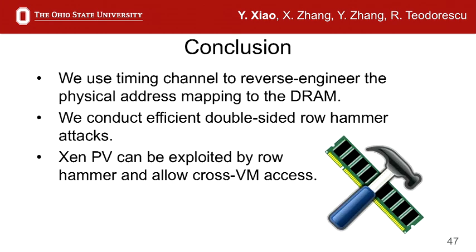To conclude, we use timing channel to reverse engineer the physical address mapping to the DRAM, and double-sided rowhammer is possible only on this basis. And we successfully break the Xen PV memory isolation by rowhammer. Further attacks are also proven viable.